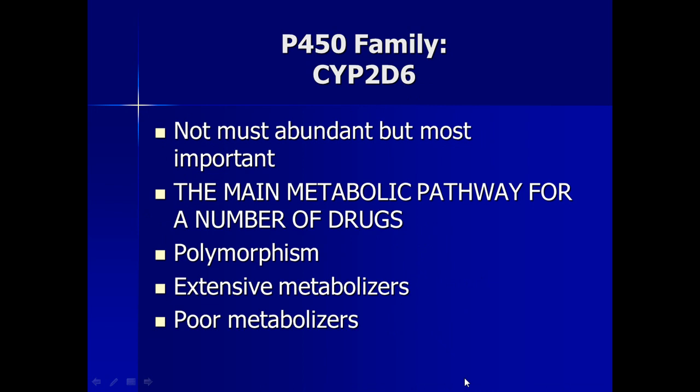2D6 is one of the most important pathways in many drugs, and there are a lot of polymorphism issues. 8 to 10% of Caucasians are deficient in this enzyme, so they are poor metabolizers of 2D6 substrates. They don't have enough of the enzyme. 1 to 3% of African Americans and Asians are poor metabolizers of this. And again, polymorphism is a genetically based difference in an enzyme structure that results in altered enzyme activity and a distribution of extensive metabolizers or poor metabolizers.